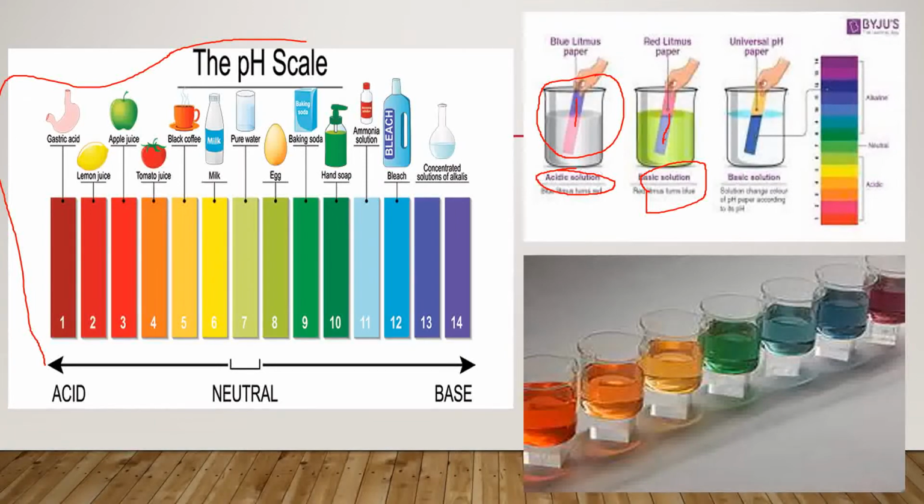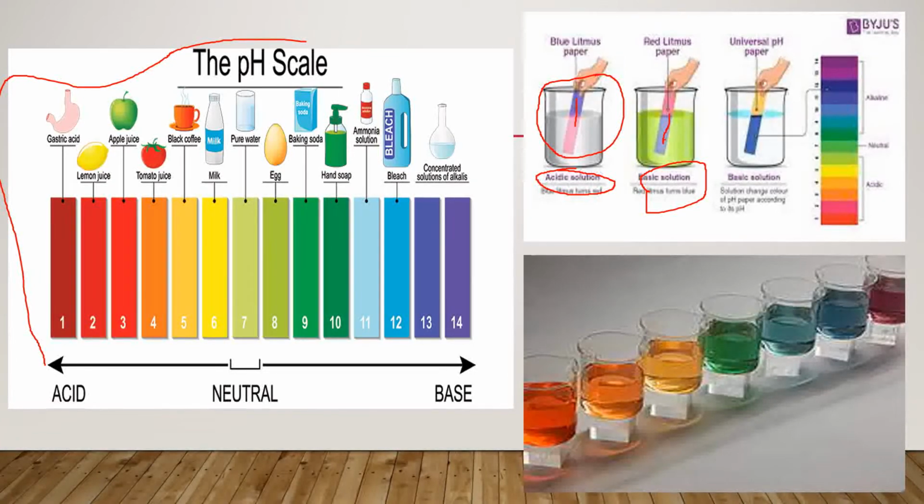Now let's learn about the pH scale. You have just learned how acids and bases can either be strong or weak depending on the concentration of H and OH ions, respectively. But how do we measure the strength of an acid or base? The strength can be measured on a standard scale called the pH scale.